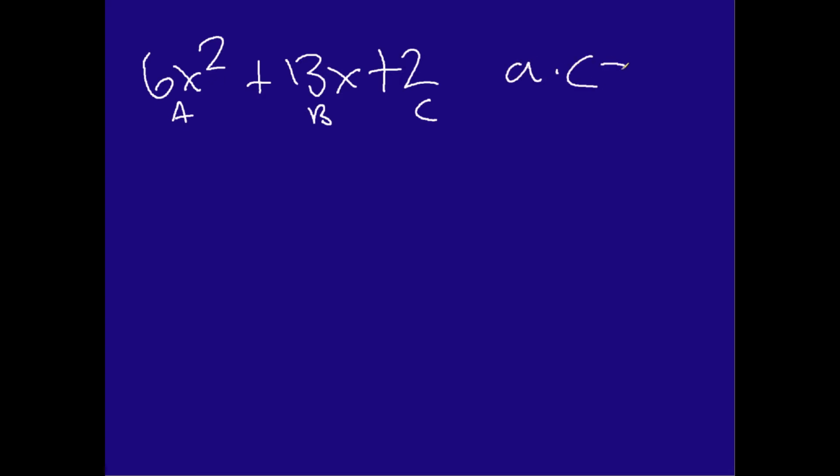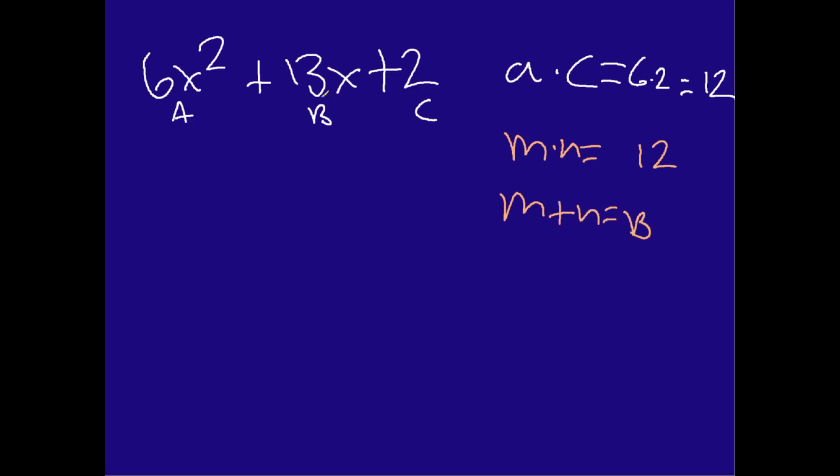I need to multiply A times C, because this will give me the number that I want to do my factoring for. So A times C, 6 times 2 equals 12, like so. Now, when I factor the 12, it must meet the following criteria. When I multiply them together, it should equal 12. And when I add them together, it should equal B, which for me right here is 13. That's the criteria it must meet. And so I think we can probably tell very clearly what the answer is.